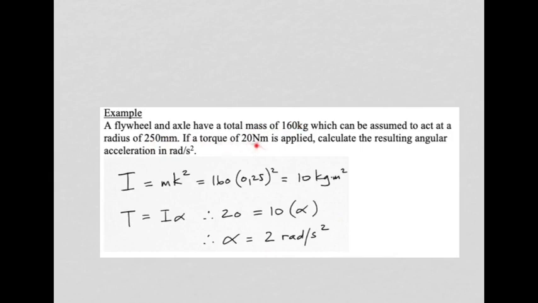We now apply a torque of 20 Newton meters. What's going to happen? Well, it's going to accelerate. There's going to be angular acceleration in radians per second squared. I is mk squared, we've just learnt. So the I value for this flywheel would be 10 kilogram meters squared. And we've just learnt the torque is I alpha. The torque required for acceleration is equal to the mass moment of inertia multiplied by the angular acceleration. So if we solve for alpha, under these conditions, if you were to apply the 20 Newton meters of torque, you would achieve 2 radians per second squared angular acceleration.